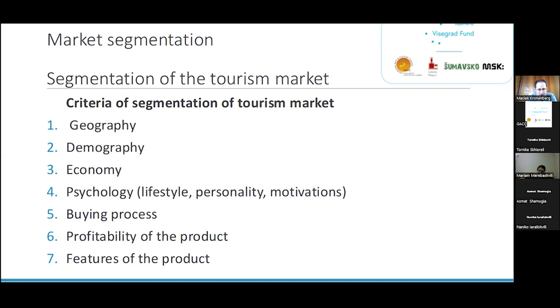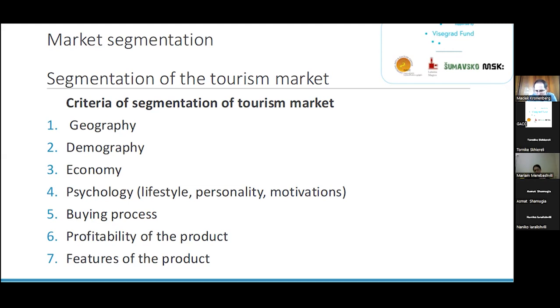But describing your client, your guest, is not everything with market segmentation. There are also different, let's say, parts of this segmentation process that you can cover. And this is the buying process. So simply, when your guest makes the decision that he wants to buy your product, how does he fulfill the process of buying it?